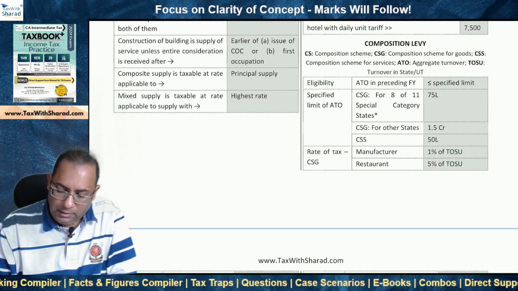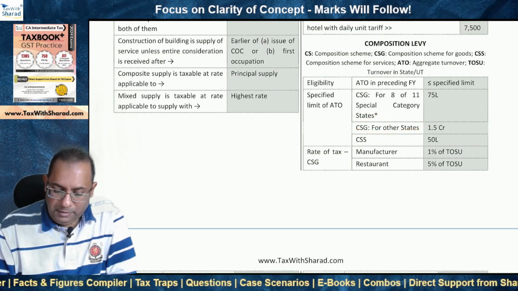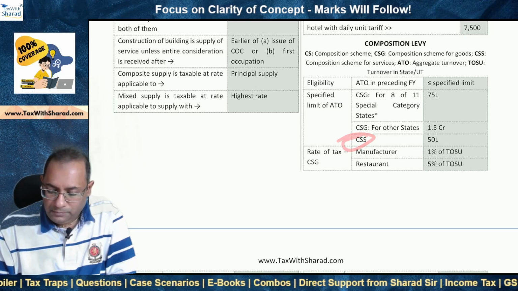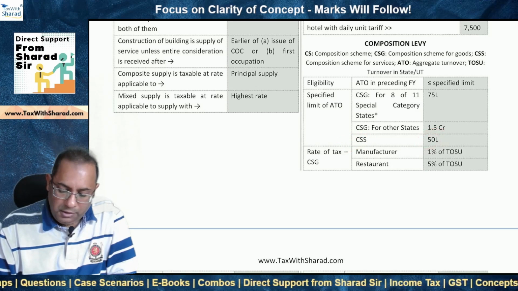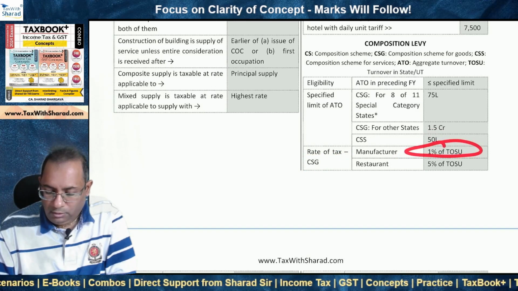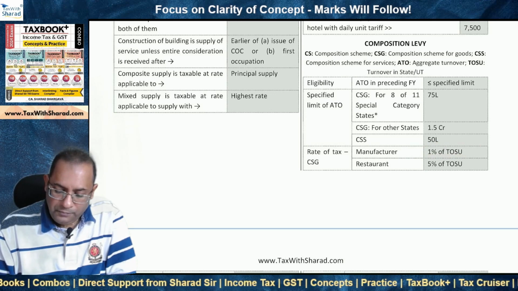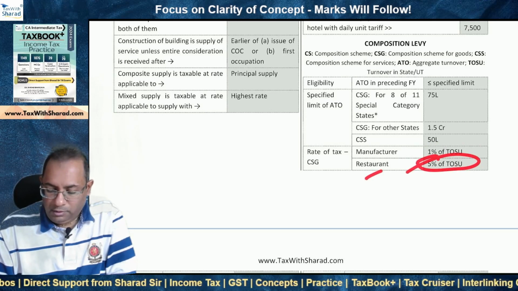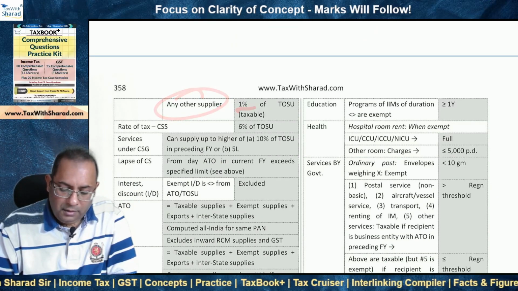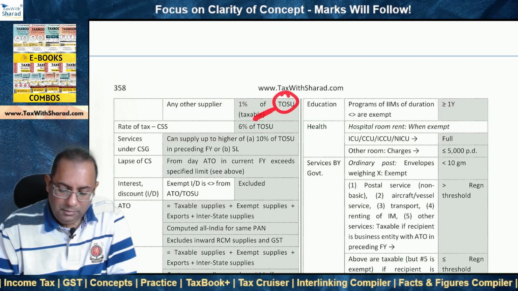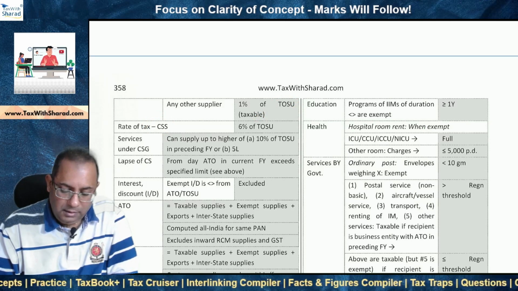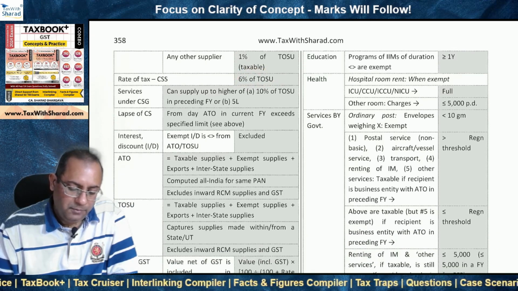And for the other states, the specified limit of ATO is 1.5 crore. In case of composition scheme for services, it is 50 lakh. Now, what is the rate of tax in case of composition scheme for goods? In case of a manufacturer, it is 1% of turnover in state or UT. In case of restaurant, it is 5% of turnover in state or UT. And for any other supplier, it is 1% of turnover in state or UT, which is taxable turnover. In case of composition scheme for services, the rate of tax is 6% of turnover in state or UT.